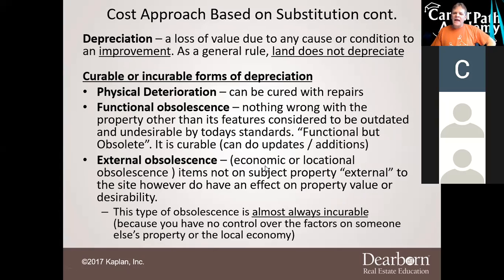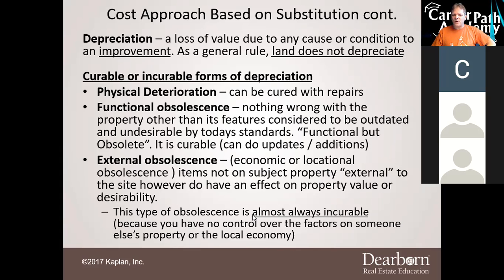Or economic obsolescence. Can the local economy tanking affect the value of your property? The economy is not on your property, but it's outside. It's something in the area. It's an outside factor that affects the desirability or value of your property. So that's why they also refer to external obsolescence as economic or locational obsolescence.